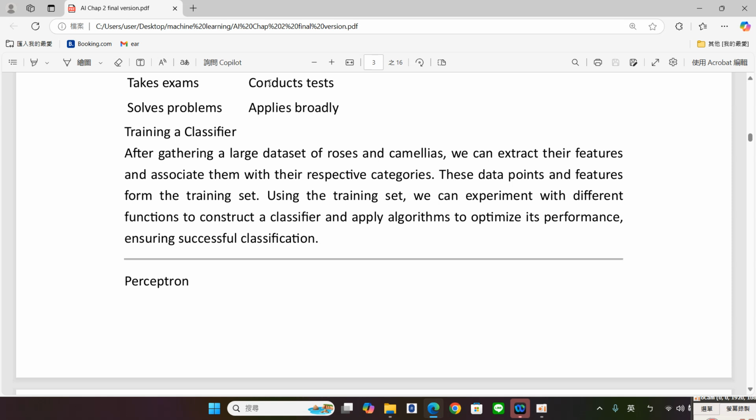After gathering a large dataset of roses and camellias, we can extract their features and associate them with their respective categories. These data points and features form the training set. Using the training set, we can experiment with different functions to construct a classifier and apply algorithms to optimize its performance, ensuring successful classification.